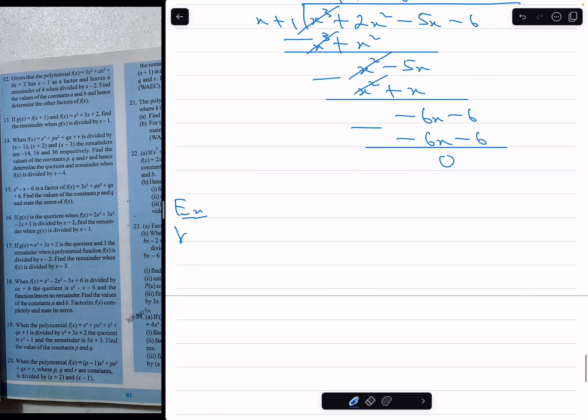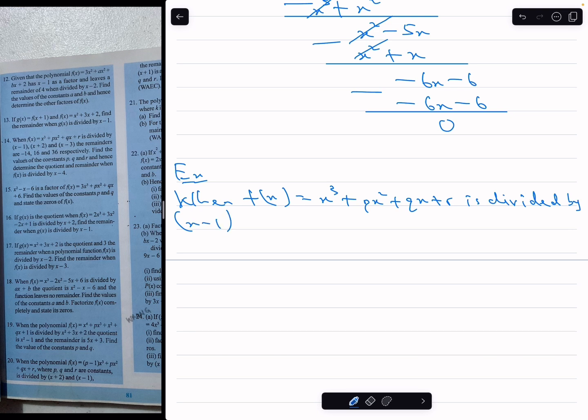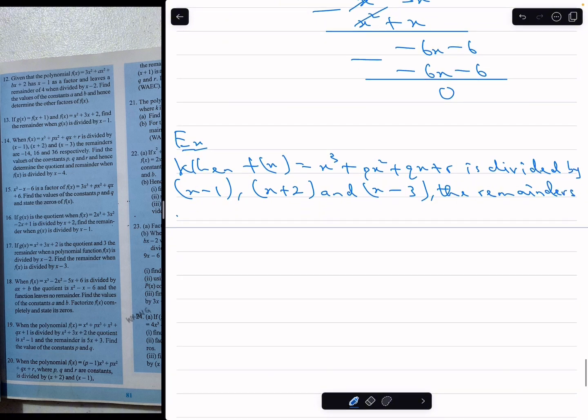It says when f of x, which is equal to x cubed plus px squared plus qx plus r, is divided by x minus 1, x plus 2, and x minus 3, the remainders are minus 14, 16, and 36 respectively.